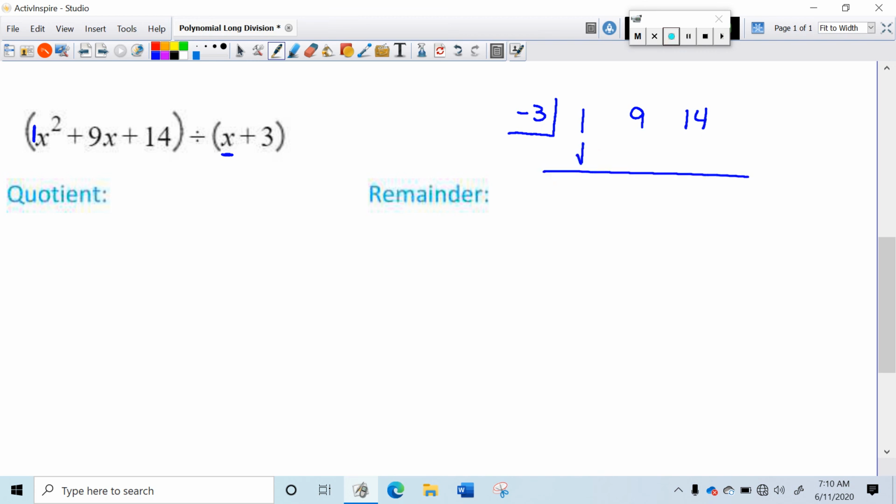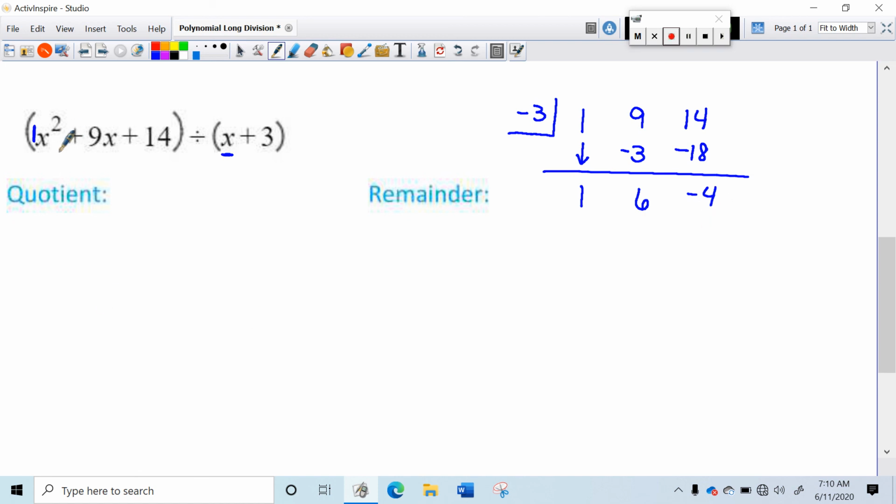I bring down the first number. Now, we're looking to fill the spot under the 9. When you're looking to fill above the line, you're multiplying. So negative 3 times 1 is negative 3, and then you do what that says. 9 take away 3 is 6. Multiply again. Negative 3 times 6 is negative 18, and do what it says. 14 take away 18 is negative 4.